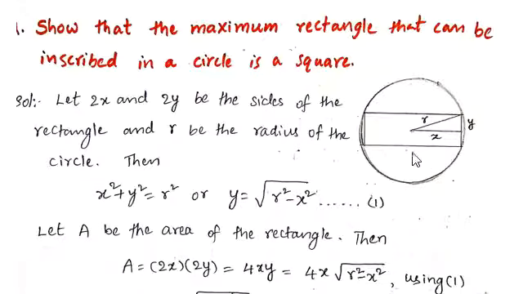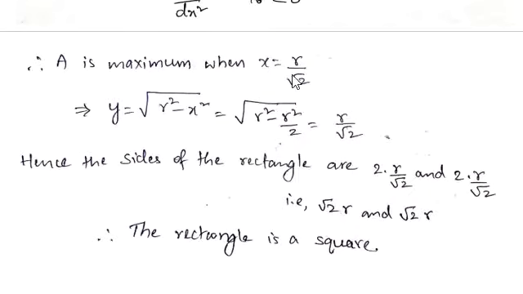So when you write the total length and breadth, it will be 2 into x and 2 into y. So 2 into r by root 2 and 2 into r by root 2, that is, you can write 2 by root 2 is root 2. So root 2 r and root 2 r. When we get length and breadth as the same, we know that it is a square. So the maximum rectangle that can be inscribed in a circle is a square, hence it is proved here.